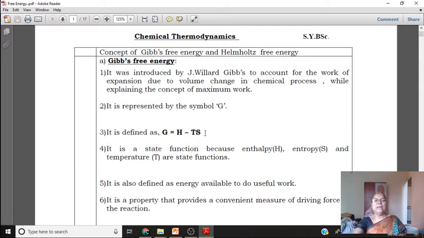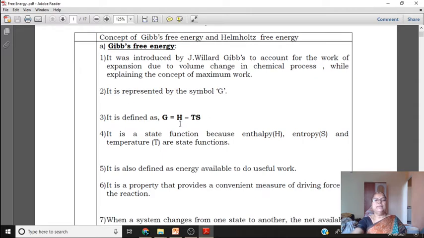H minus TS, where H is the enthalpy or total energy of the system which is carried out at constant temperature and pressure, and G is the energy which is utilized in doing useful work, and TS is the energy which is utilized in doing useless work. So the total energy is the sum of energy utilized in doing useful work plus energy used in doing useless work.